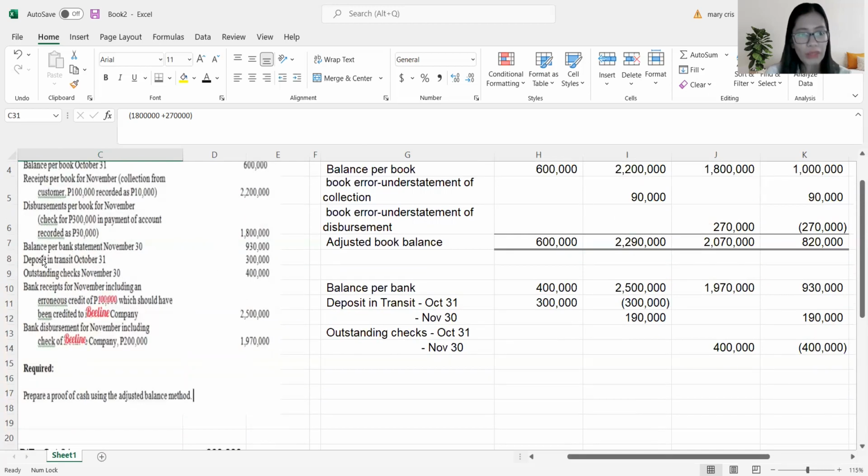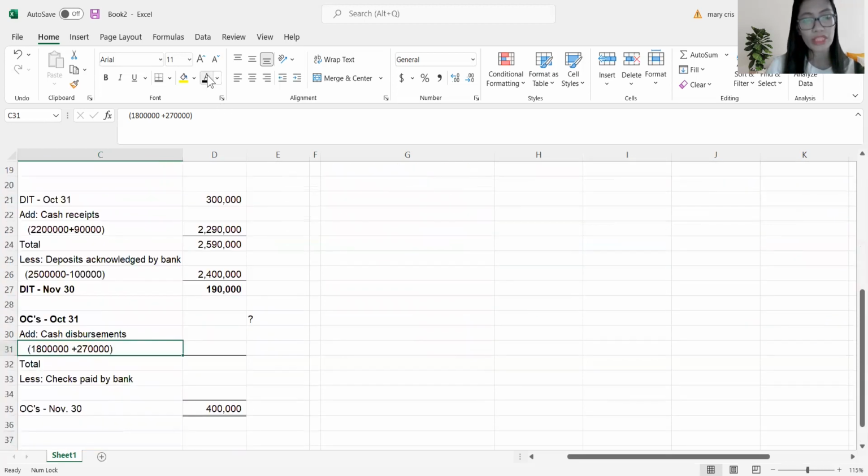But take note that we have a book error. Our disbursement is short by 270,000, since supposedly the disbursement is 300,000 but what was recorded is only 30,000. So we should add that 270,000 to the 1.7 million to get the total disbursement. How much are the total disbursements from the entity, or the check issuances of the entity? That is a total of 2,070,000.